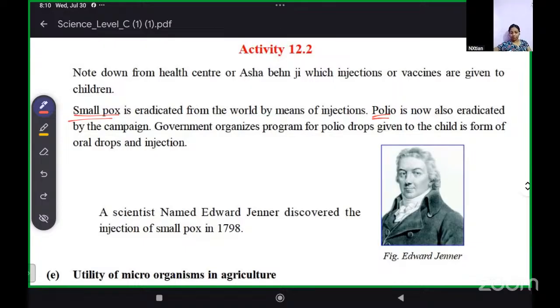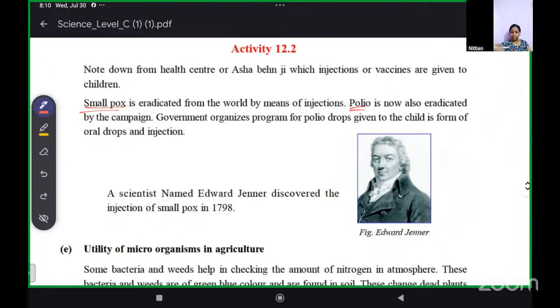Now, the government organizes a program for polio drops given to the child, as polio drops and injection. Oral drops means they open the child's mouth and then they put the polio drops in the mouth of the small child. This is a program initiated by the government.